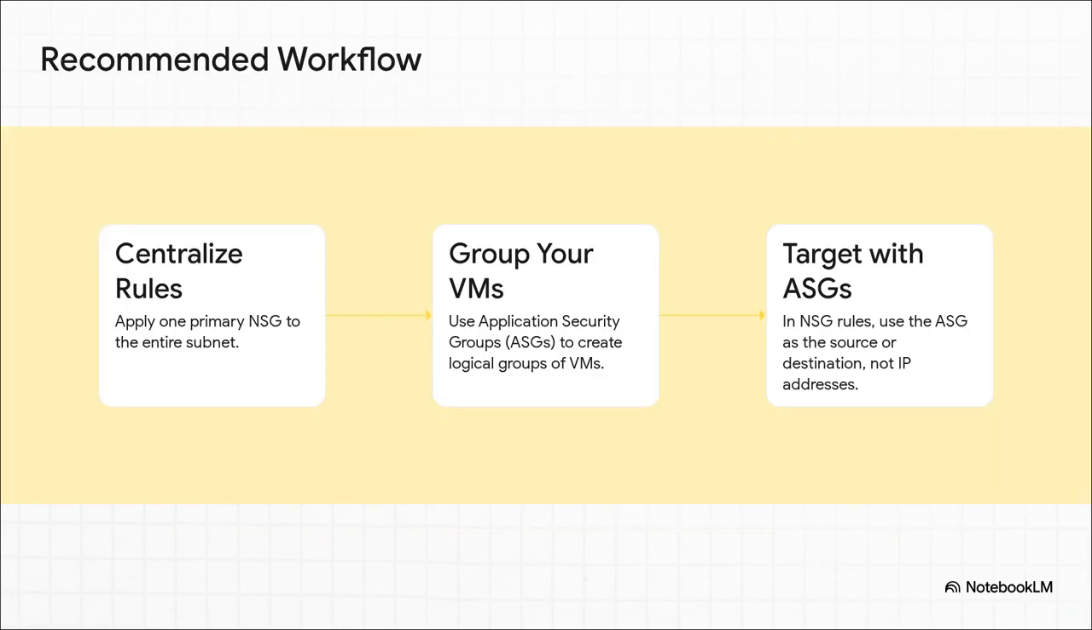So here's the playbook. This is the workflow you want to follow. First, you centralize. You apply one main NSG to your entire subnet. Second, you group your VMs using something called Application Security Groups, or ASGs. Just think of ASGs as simple tags, like web tier or data tier. And then finally, in your NSG rules, instead of using specific IP addresses, you just use that ASG tag as your target. So now when you add a new web server, what do you do? You just give it the web tier tag, and bam, it instantly inherits all the correct security rules. It's clean, it's scalable, and it is so much easier to manage.